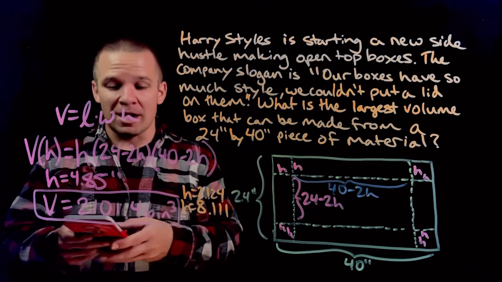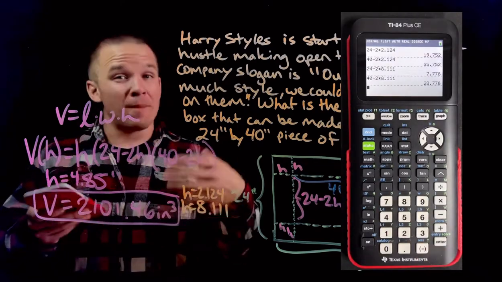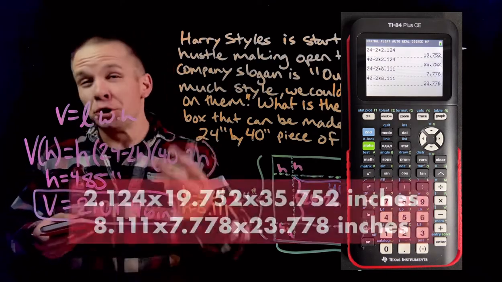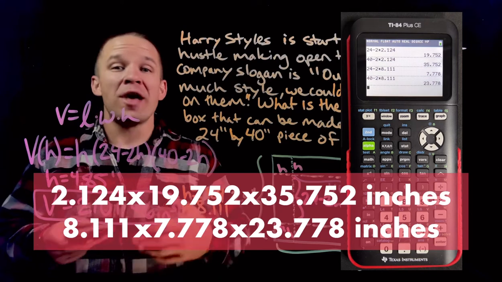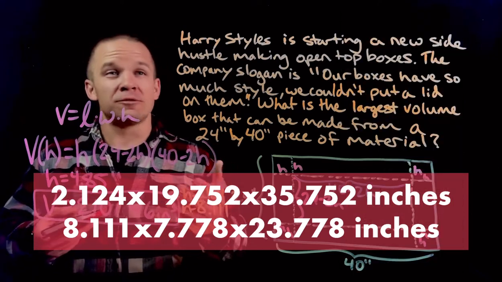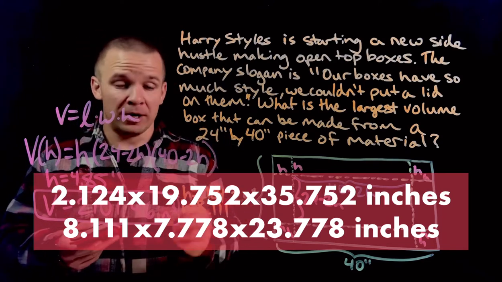Same idea for the other one. Let's go ahead and plug it in right now. And I get 7.778 for my length and 23.778 for my other width. So now I have two separate boxes that could work with a volume of 1,500 cubic inches for Harry Styles' new, dope, awesome, open top box company.